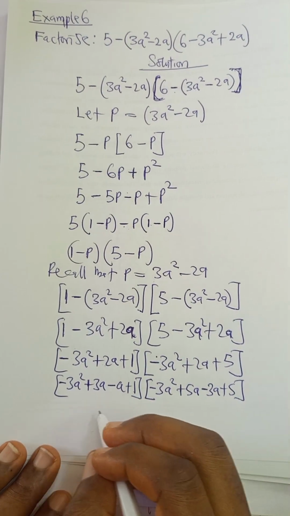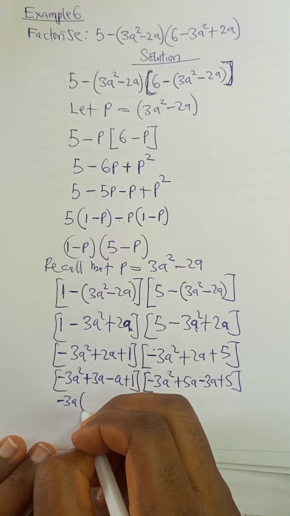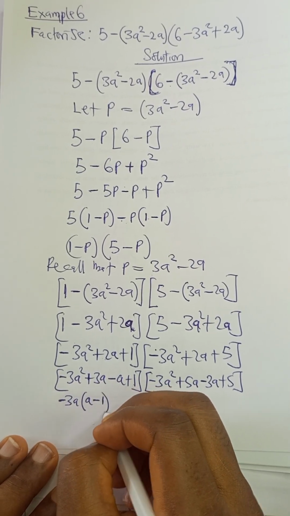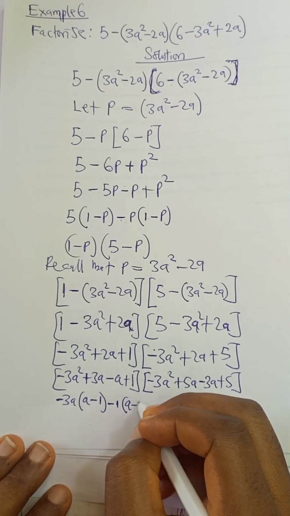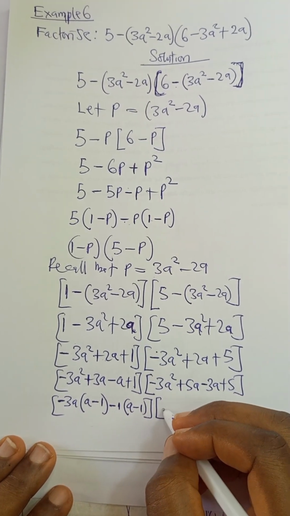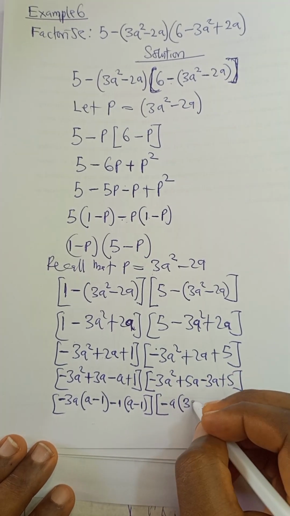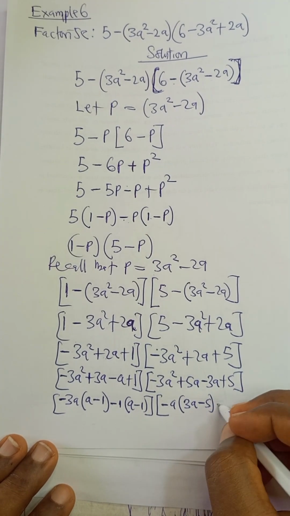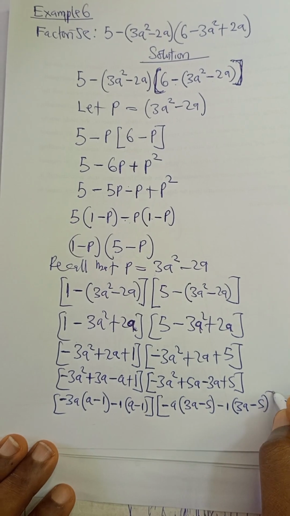So what is common now? What is common here is minus 3a. What will remain here is what? A minus 1. What is common here is minus 1. What will remain here is what? A minus 1. That is for this first bracket. Then for this second bracket, what is common here is minus a. What will remain here is what? 3a minus 5. What is common here is minus 1. What will remain here is 3a minus 5.